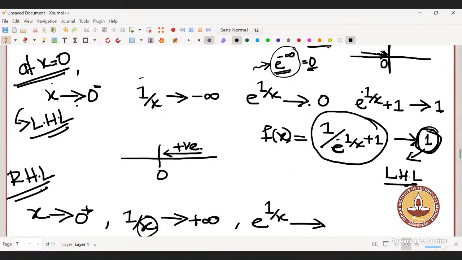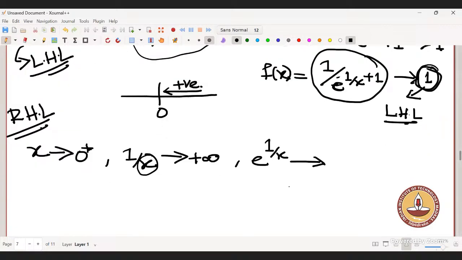See, here 1 by x was going towards minus infinity. That means e power 1 by x will more or less go towards e power minus infinity, because here 1 by x is where you need to check where 1 by x is going. According to that, you have to replace it. Right? So here e power 1 by x, in some sense, it will go towards e power infinity, right? Which is infinity.